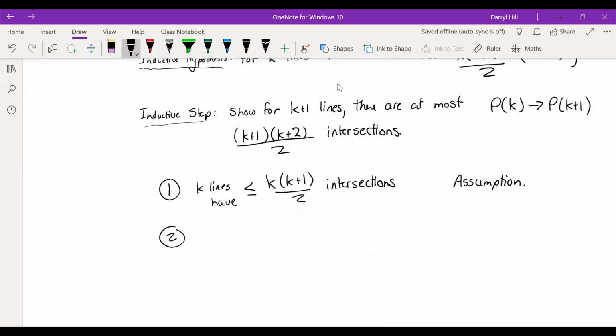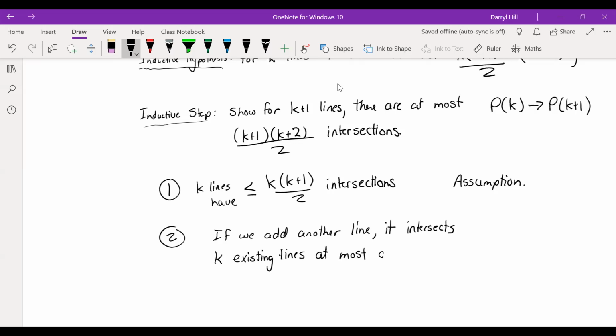So now, in this case, we're just going to describe what happened. If we add another line, it will intersect each other line at most once. So it intersects the k existing lines at most once each, since these are straight lines. So it adds at most k additional crossings.